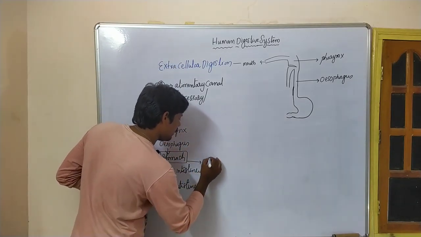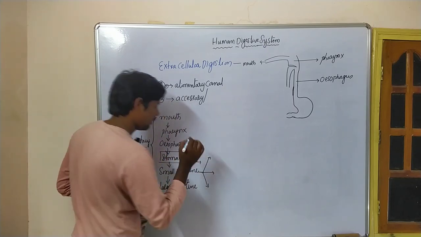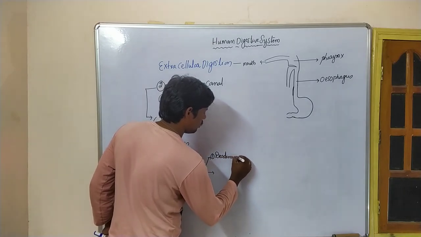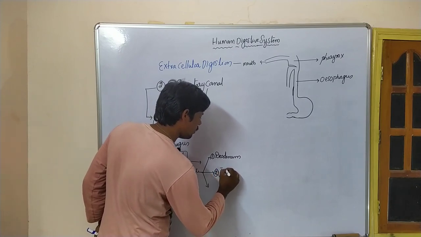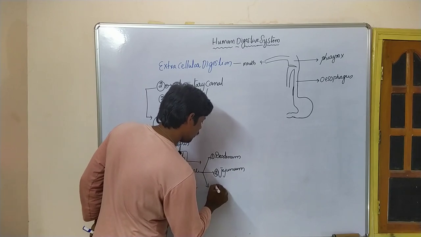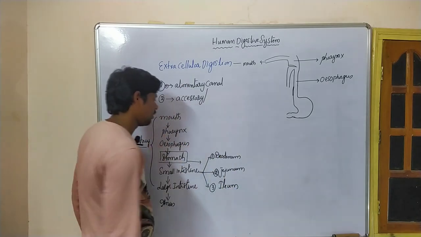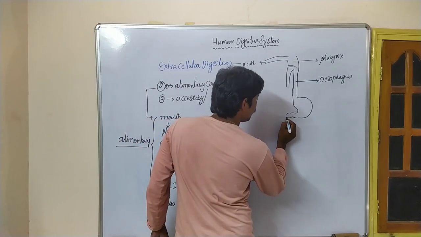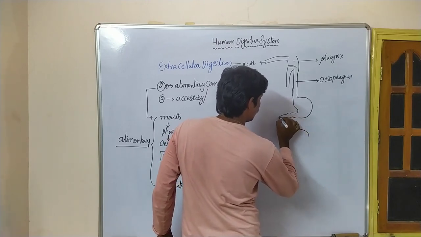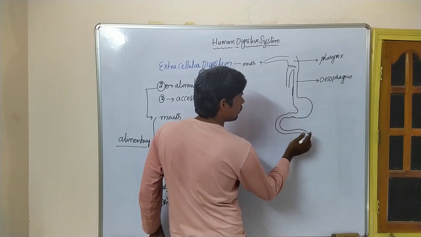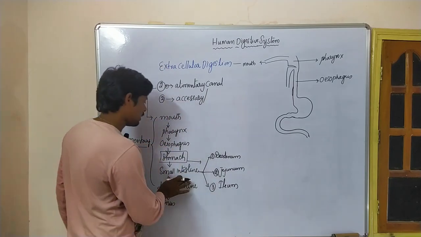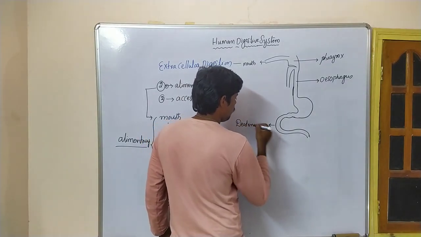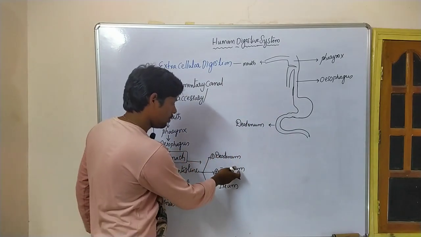Again, see, the stomach is connected with the small intestine. Here, the small intestine is divided into three parts. They include, first, the duodenum, second, the jejunum, and third, the ileum. So we will see where the duodenum, jejunum and ileum are. From here to here, this tube-like structure of the small intestine we call the duodenum. The duodenum connects with the jejunum, and the jejunum is connected with the ileum.